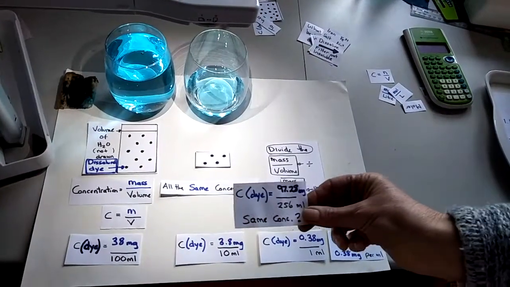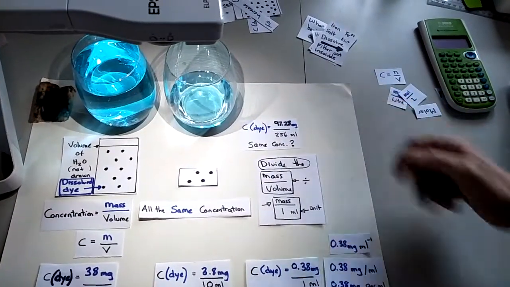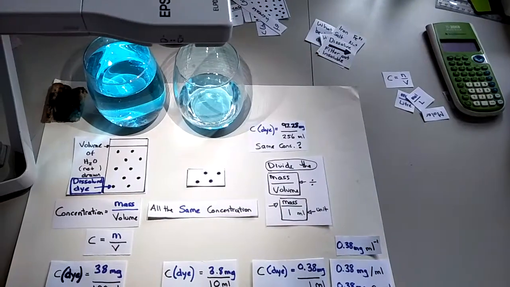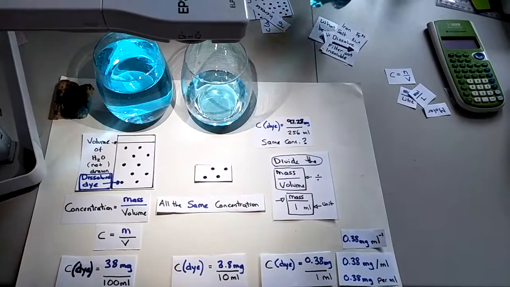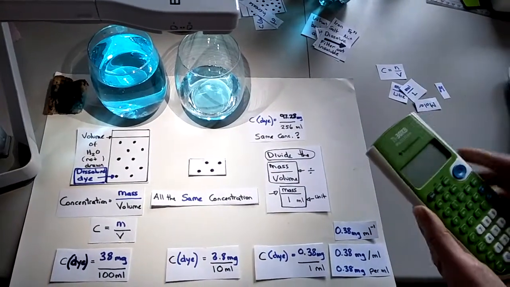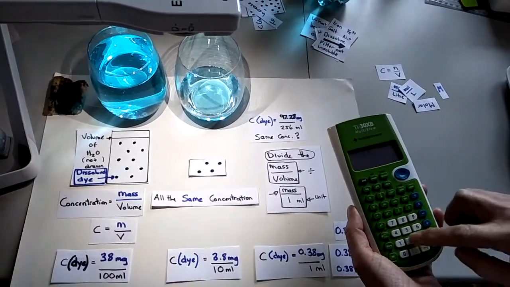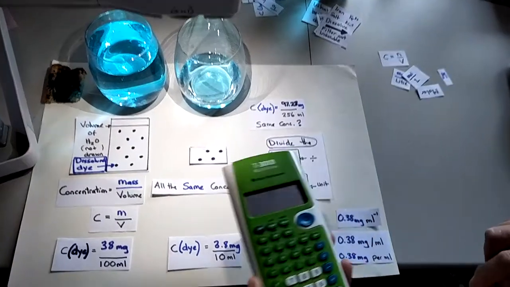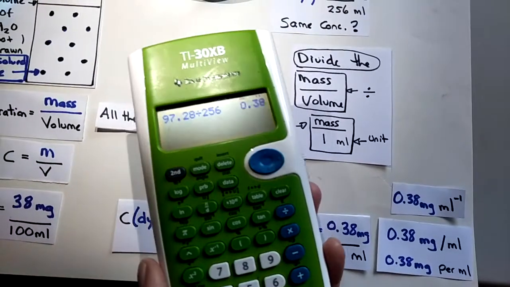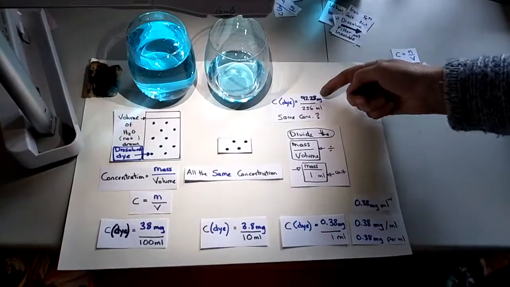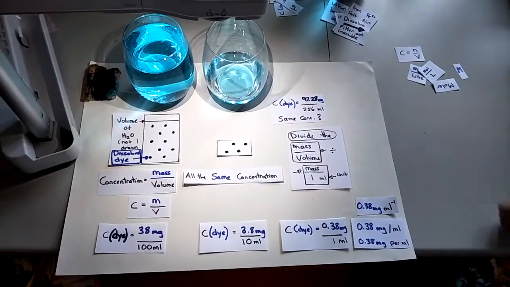But it's hard to see something like this: 97.28 milligrams in 256 mils, which is the same concentration as the other ones. If we put it in our calculator, 97.28 divided by 256, you'll see that it's 0.38 milligrams per mil. So to compare them all and work out if they're the same concentration, we just reduce it so that it's how many milligrams in a mil.